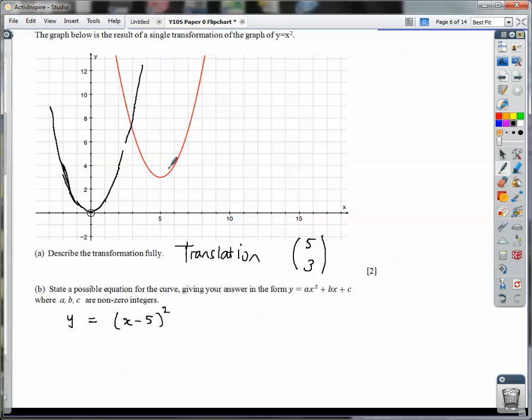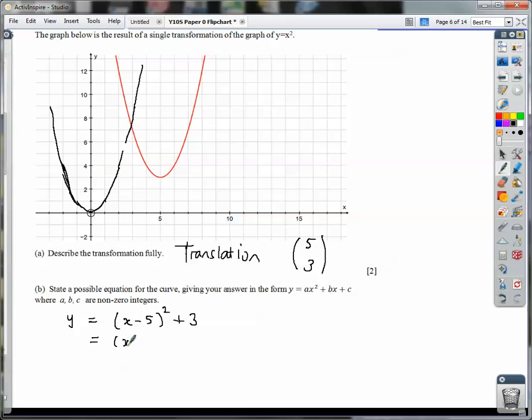Now to move it up 3, you need to take the result and then add 3. So y equals x minus 5 all squared plus 3 has the effect of a translation of 5 units to the right and 3 units up. The question says give your answer in the form y equals ax squared plus bx plus c. So in other words, we need to multiply the bracket out.